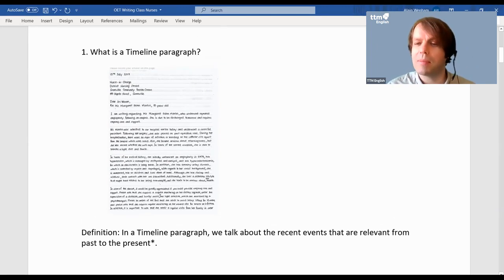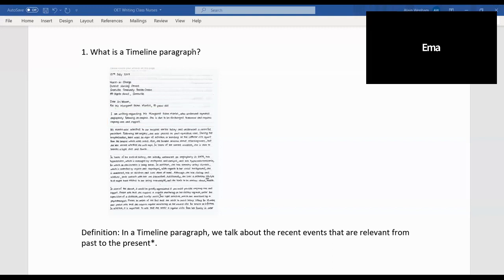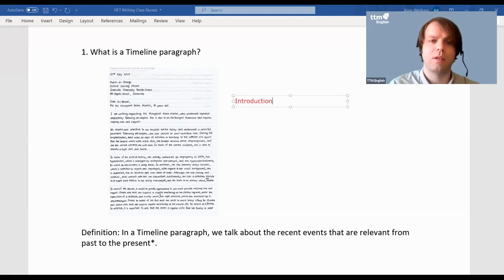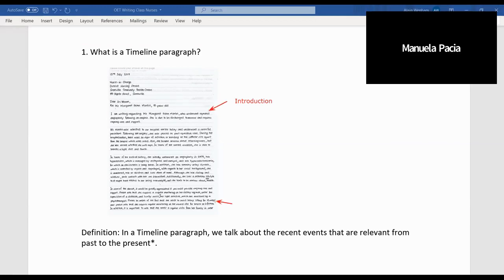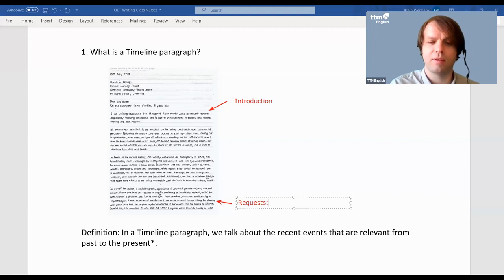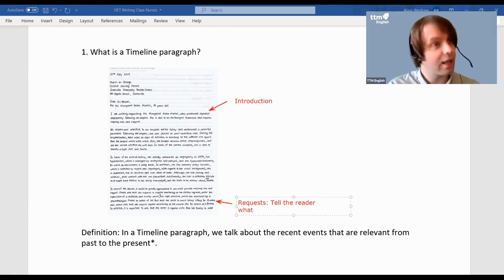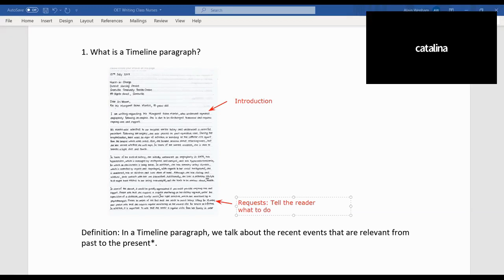Now, whereabouts is a timeline paragraph usually? If I ask this to Kim, are you there? In my letter, here's my OET letter. Is this a timeline paragraph? No. What's that, Kim? Second one. What's the first? The first one is always the introduction. Okay. And the last one, if you see my course, the last one is always the request. What do we do in the request, Catalina? What am I trying to do in the request paragraph? Tell the reader. Imperative. What the patient needs. I like that, but it would be something like what to do for the patient.